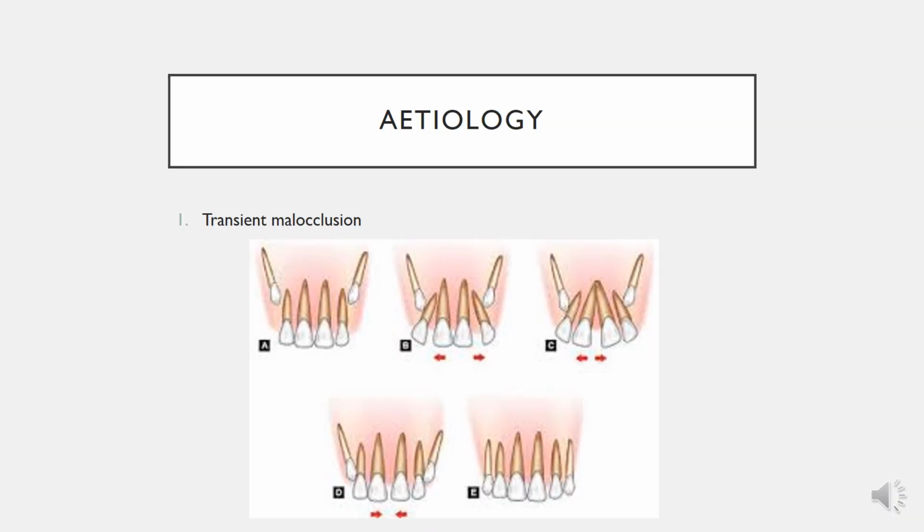Before starting with the etiology, let's see the definition of midline diastema. It has been defined as a space in full permanent dentition that is greater than 0.5 millimeters between the proximal surfaces of adjacent two incisors. The first etiology can be transient malocclusion, which is a self-correcting anomaly. It will be discussed further in the upcoming slide.